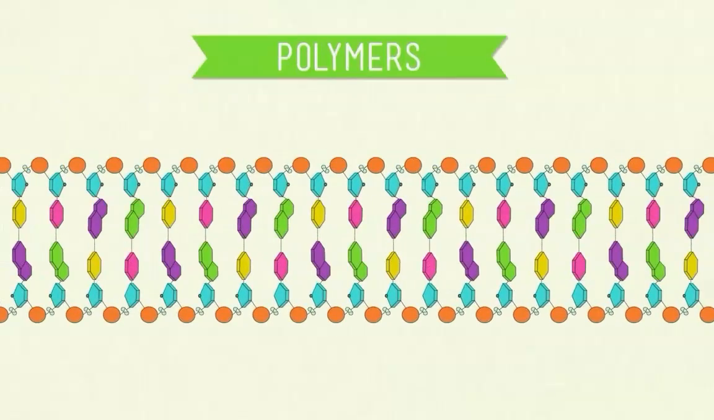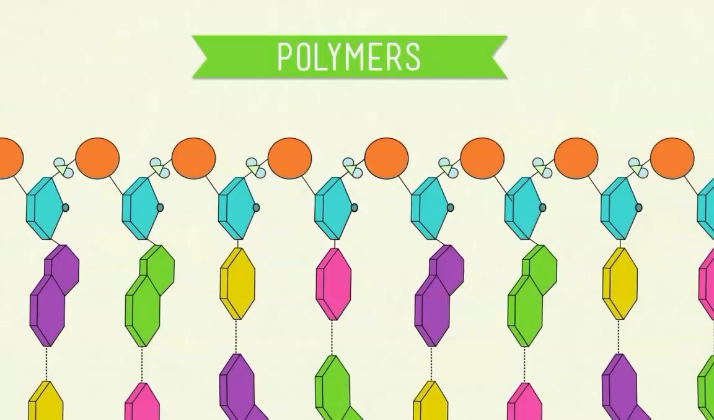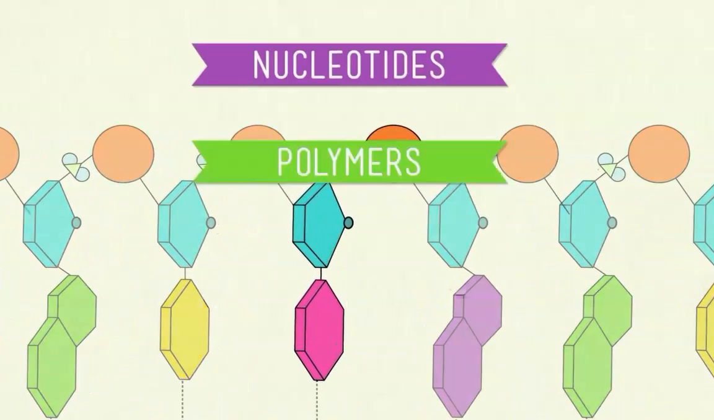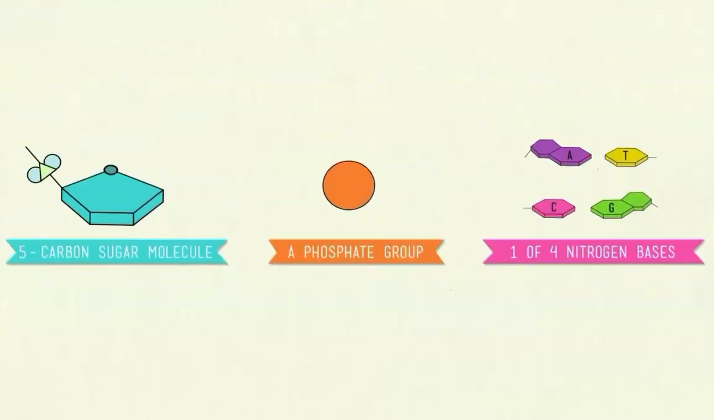Structurally, they're polymers, which means that each one is made up of many small repeating molecular units. In DNA, these small units are called nucleotides. Link them together and you have yourself a polynucleotide. Now, before we actually put these tiny parts together to build a DNA molecule like some microscopic piece of IKEA furniture, let's first take a look at what makes up each nucleotide. We're going to need three things: 1, a 5-carbon sugar molecule, 2, a phosphate group, and 3, one of 4 nitrogen bases.